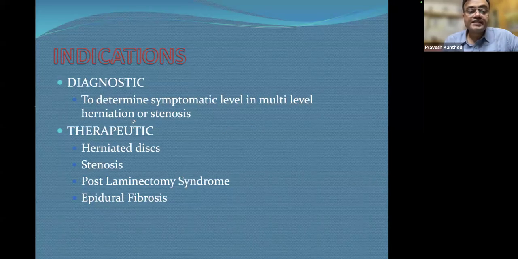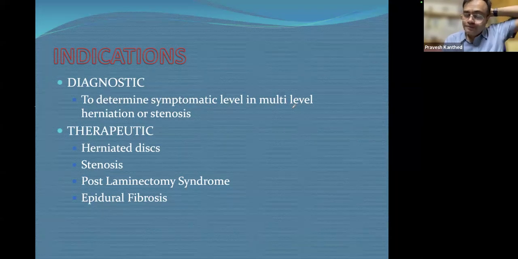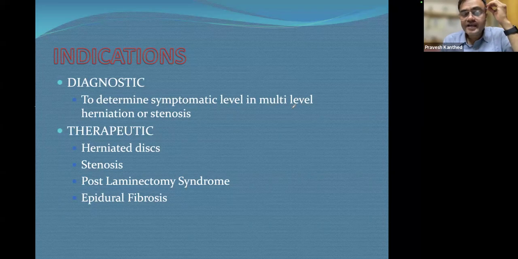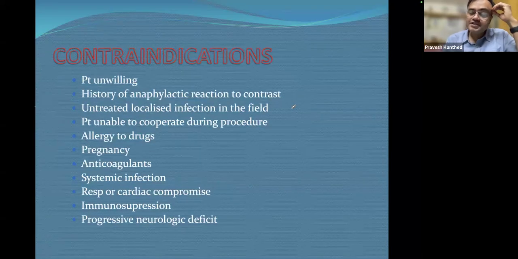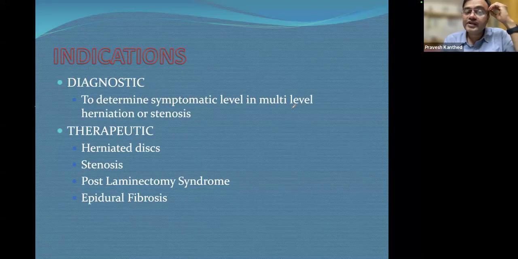First is diagnostic and the second is therapeutic. Diagnostic is to determine the symptomatic level in multi-level herniation. Suppose the patient has radicular pain in the leg and comes to our OPD, and we do a clinical examination and see an MRI, and the MRI shows that the herniation is at L3-4, L4-5, L5-S1, on all three levels.